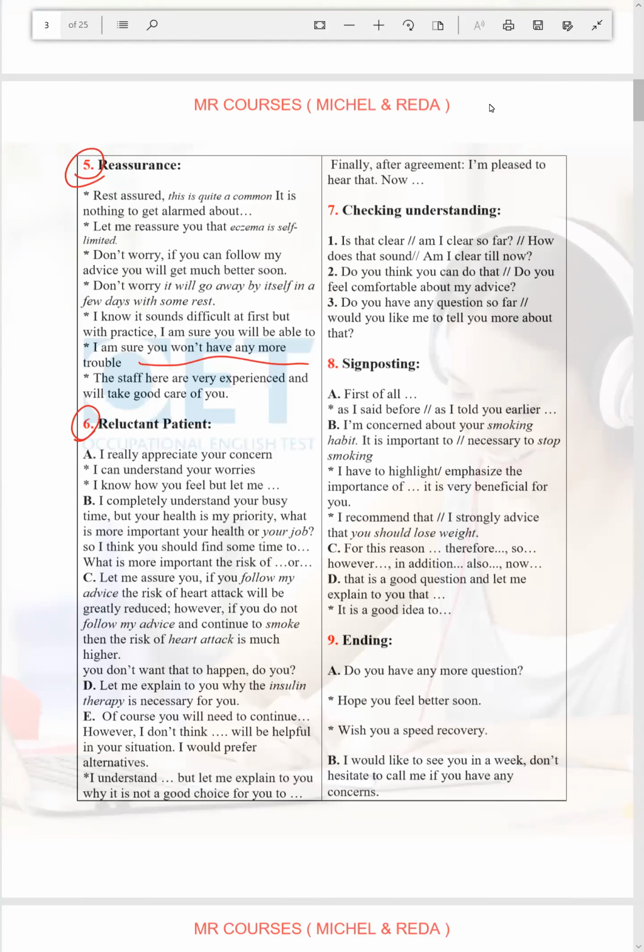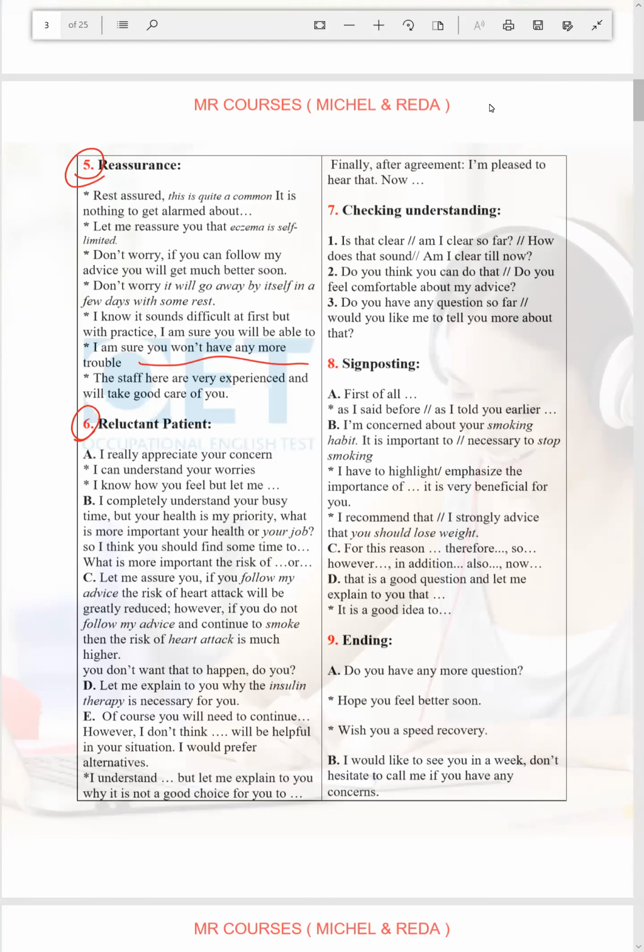You will tell him, I really appreciate your concern. I can understand your words because you should meet a reluctant patient. So this in the Occupational English Test language will be assessed, how you will deal with this. You will never tell him, no. Follow me, please follow me.